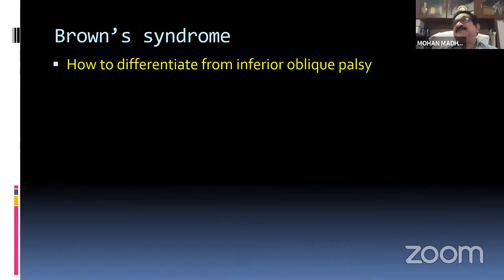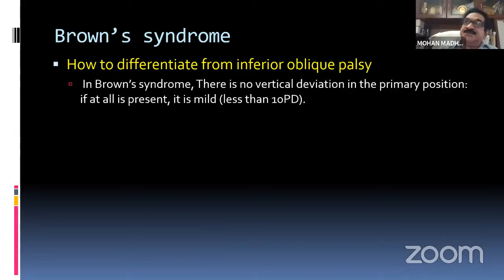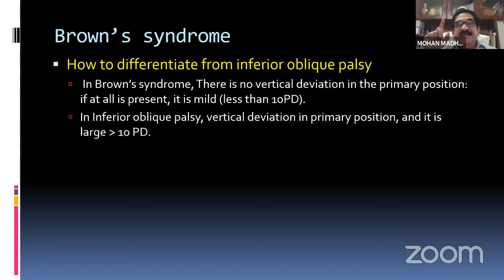Then let's see how to differentiate the two. In Brown syndrome, there is no vertical deviation in the primary position. This is another point you have to keep in mind. If at all present, it is mild. In superior oblique palsy, what will you get? The eye will be up even in the primary position. Last week, I showed a case of one eye remaining up due to a superior oblique palsy. In inferior oblique palsy, the vertical deviation is there in the primary position and it is large, 10 degrees. There's another point you should always keep in mind.